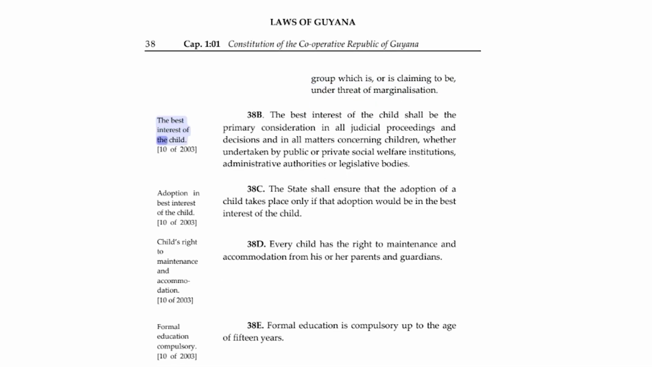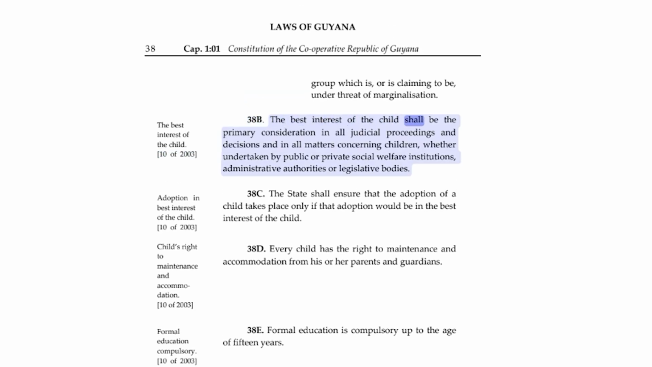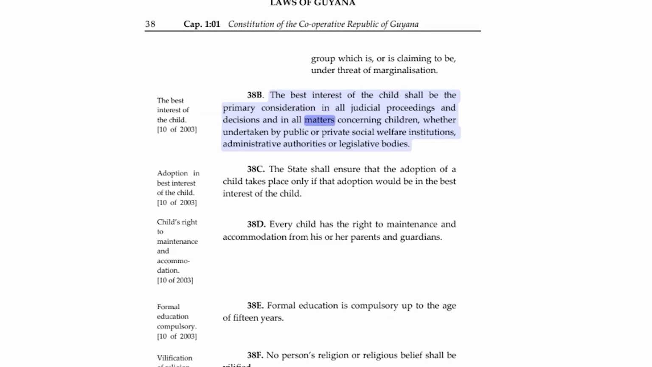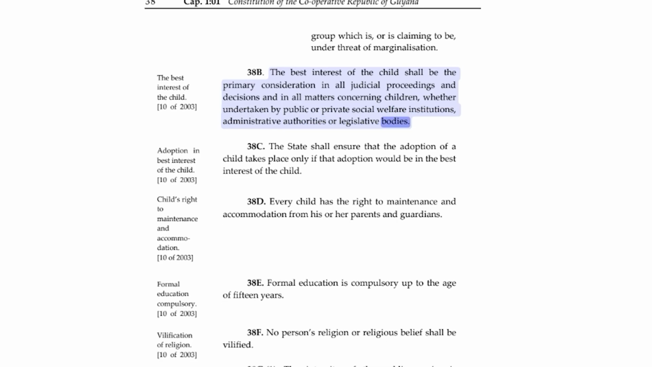The best interest of the child. 10 of 2003, 38B. The best interest of the child shall be the primary consideration in all judicial proceedings and decisions, and in all matters concerning children, whether undertaken by public or private social welfare institutions, administrative authorities, or legislative bodies.